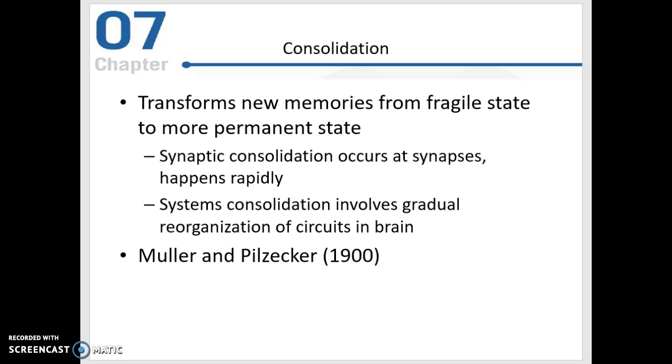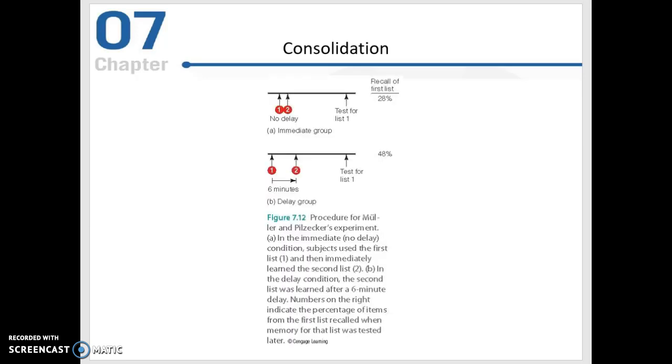This experiment by Muller and Pilzecker in 1900 was one of the earlier tests for memory consolidation. We didn't exactly know what was happening at the time, but what Muller and Pilzecker did know was that when there was a delay between the practice for a list of words and then a test was given for list one, people did better when they had that delay. When it was immediate, they didn't have time for consolidating the memories.